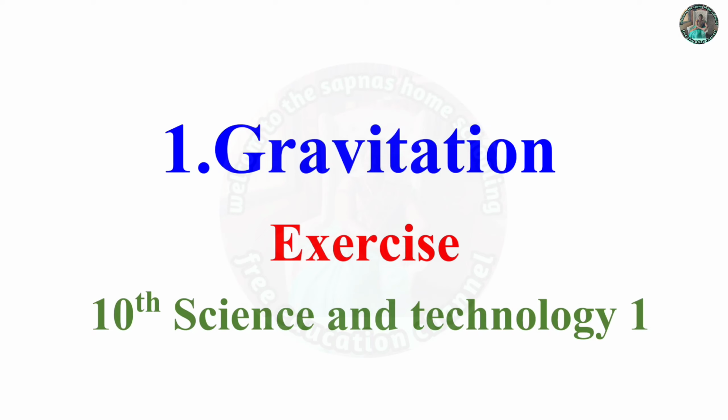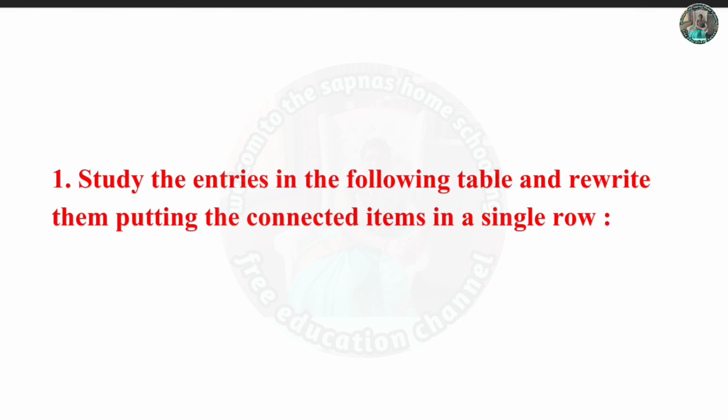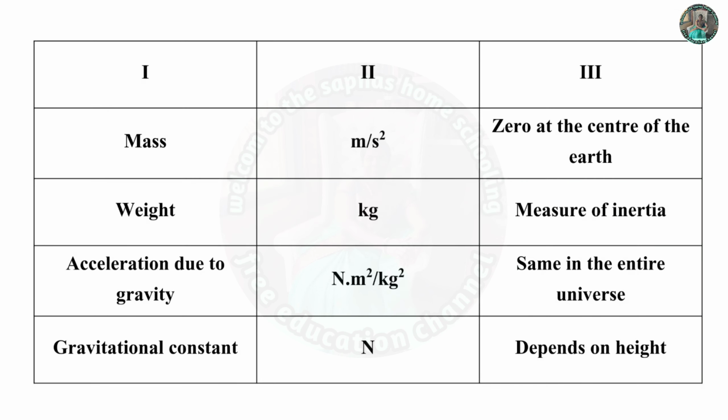Friends, today we are going to see 10 Science and Technology Part 1, First Lesson Gravitation Exercise. Study the entries in the following table and rewrite them putting the connected items in a single row. First: mass, weight, acceleration due to gravity, gravitational constant. So this is a question.